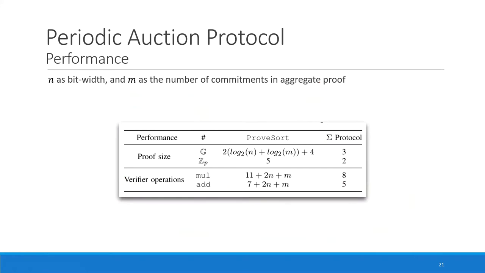For the performance of this protocol, let's say we have n as the bit width or the range of our commitments and m as the number of commitments in an aggregate proof. So we have two main protocols, which are proof of sort and sigma protocol for commitment encryption consistency. In the sigma protocol, we have constant values because it doesn't depend on either n or m. But for the proof of sort, we have a logarithmic algorithm, and this is the main complexity of bulletproofs. So it depends on the range, bit widths, and the number of commitments.